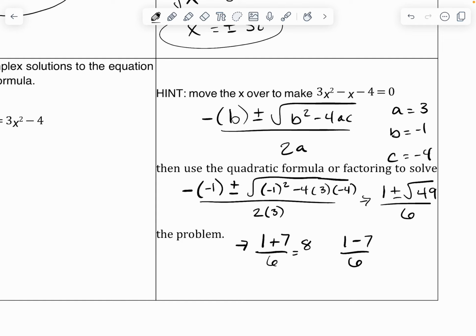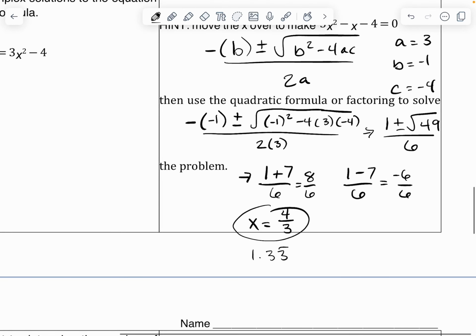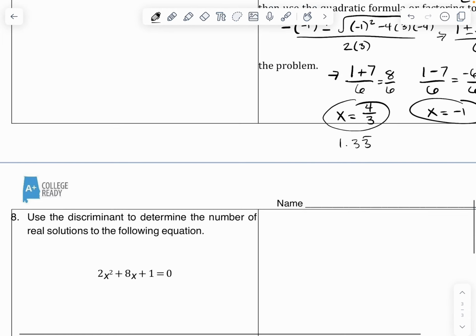So my two answers here, one of them is 8 over 6, and one of them is negative 6 over 6. So my solution should be x equals, if I divide both of those by 2, that's 4 over 3. You might have got 1.33 repeating. All right, for that one. And then this one, negative 6 divided by 6 is negative 1. Okay, so that should have been my two solutions for number 7. Okay, that's using the quadratic formula, and that's actually working it out by hand right there.